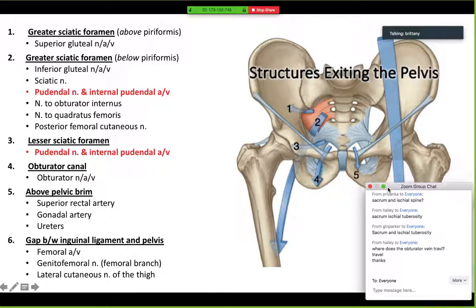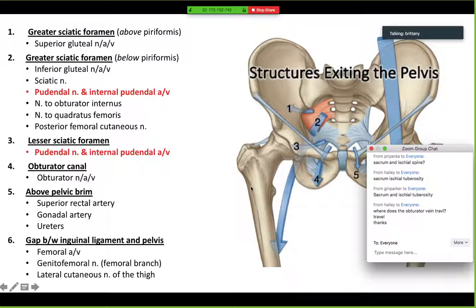Okay, so this slide is just showing you what travels through each of these foramina. So the important ones that I want to point out is the fact that the superior gluteal neurovascular bundle is going to travel through the greater sciatic foramen above the piriformis. So the piriformis is going to divide your greater sciatic foramen into kind of like two areas. So we have an area that's considered above the piriformis in the greater sciatic foramen, and then an area considered below the piriformis, so above and below. And both of these are still within the greater sciatic foramen, but just kind of divided up. Passing below the piriformis, you have the inferior gluteal nerve, artery, and vein.